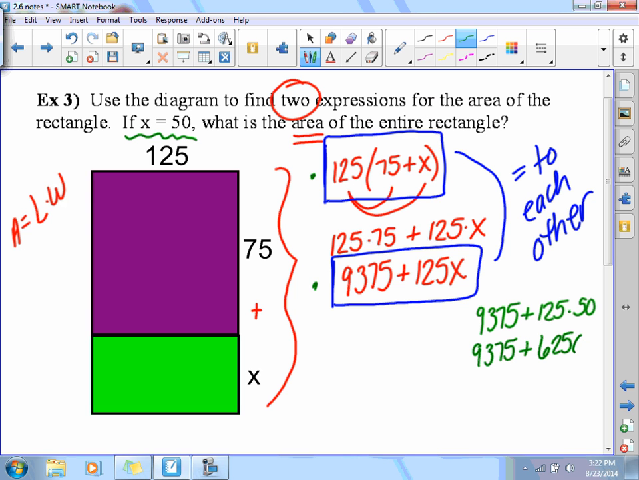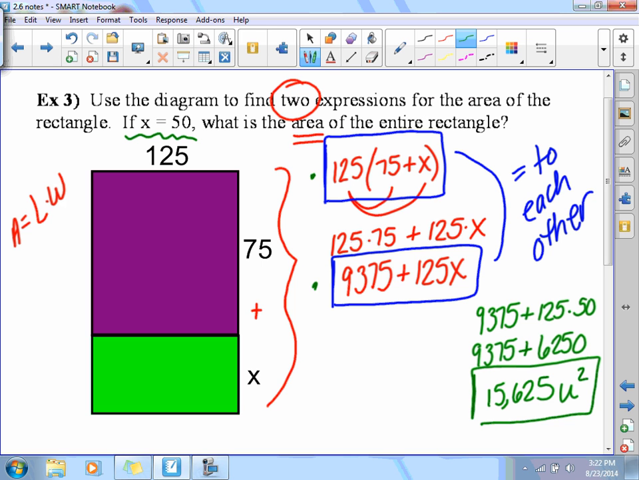I'm doing order of operations here to simplify. I'm doing my multiplication first. Now I'm going to add. I get 15,625. Now it's area, and we don't know if it's feet or inches or meters or miles or acres. We don't know. So I'm just going to put a little U for units, but then since it's area, it does have to be squared.